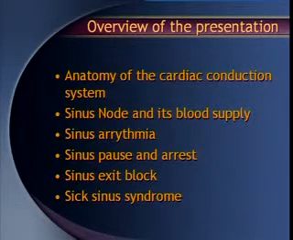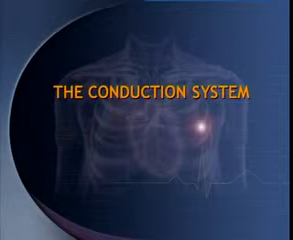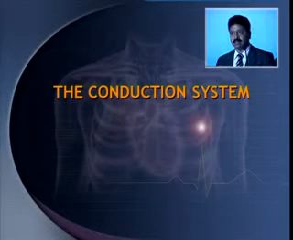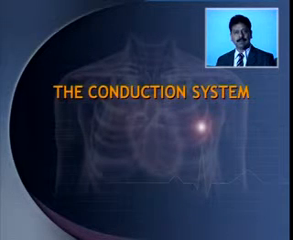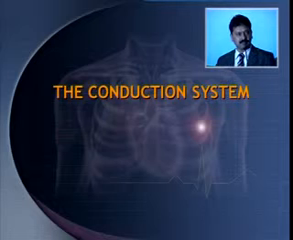Now my topic concludes the anatomy of the conductive system, the sinus node and its blood supply, and various associated diseases of the sinus node like sinus arrhythmia, sinus pause and exit, and sick sinus syndrome. The conductive system is the electrical pathway of an electrical impulse that causes a heartbeat. Very simple.